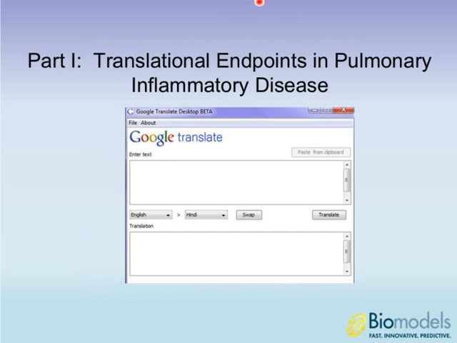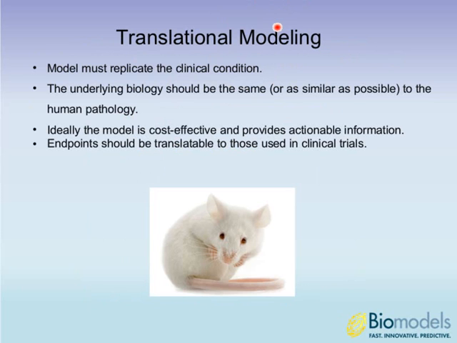So that brings us to the translational endpoints in pulmonary inflammatory disease. Let's start with translational modeling. What do we really need to establish to have an effective translational model? Obviously, the model must replicate the clinical condition. The underlying biology should be the same, or as close as we can make it to human pathology. Ideally, the model is cost-effective and provides actionable information. And really, most importantly, we need endpoints that are translatable to those used in clinical trials.